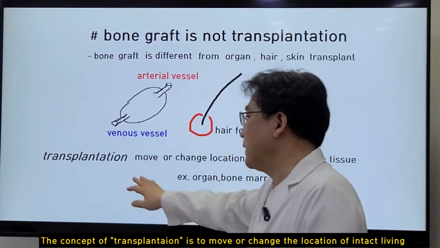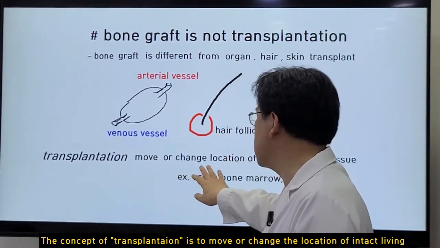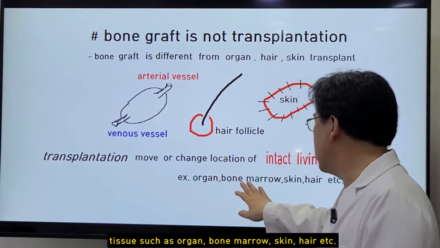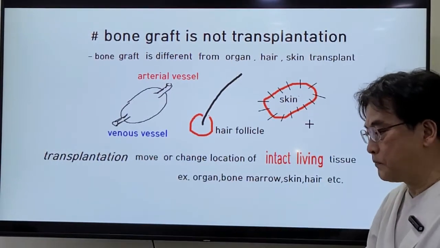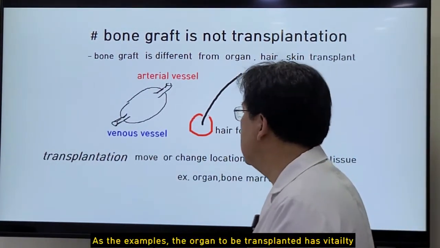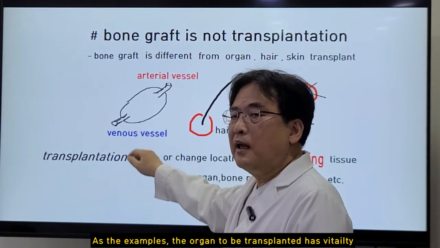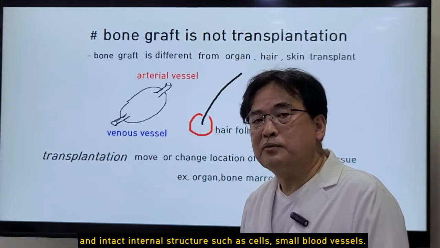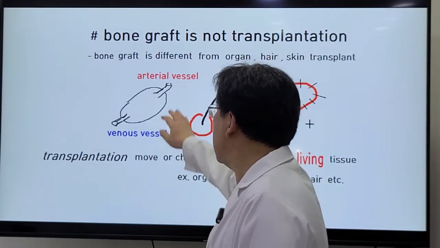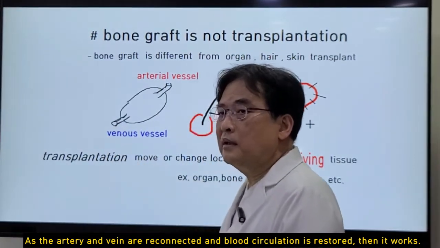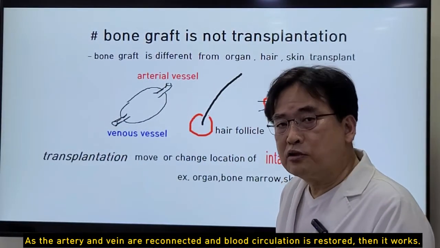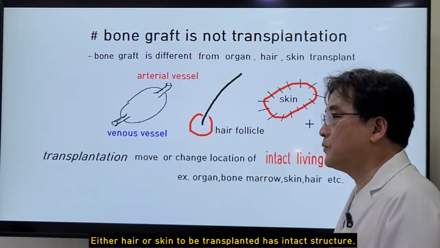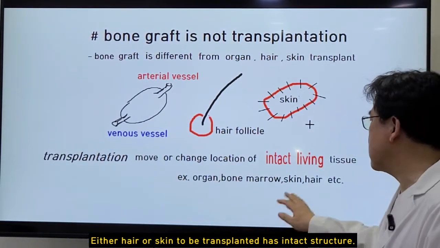The concept of transplantation is to move or change the location of intact living tissues such as organ, bone marrow, skin, hair, etc. For example, the organ to be transplanted has vitality and an intact internal structure, with cells and small blood vessels. As the artery and vein are reconnected and blood circulation is restored, then it works. Either hair or skin to be transplanted has an intact structure.